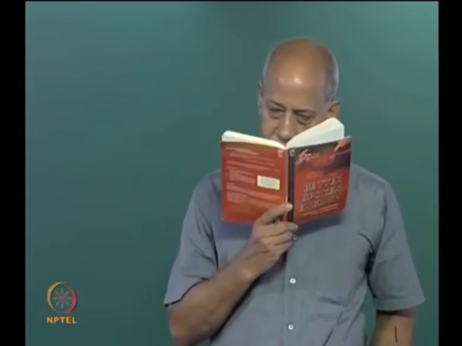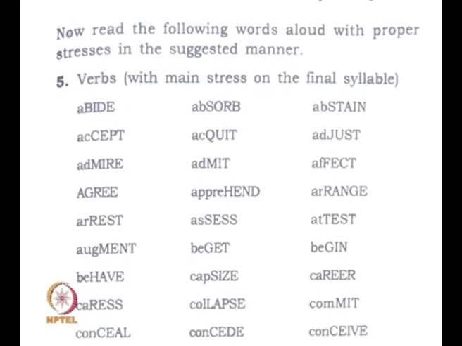Please follow me. I am on page number 99, some verbs with main stress on the final syllable. I will say it first, you will say it next. Abide, abide. Absorb, absorb. Abstain, abstain. Accept, accept. Acquit, acquit. Adjust, adjust. Admire, admire. Admit, admit. Affect, affect.